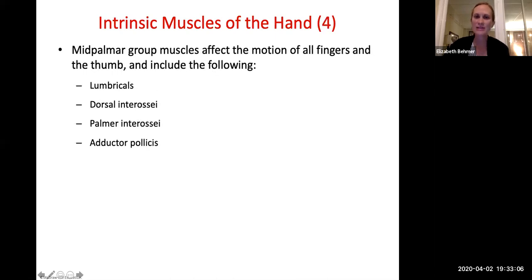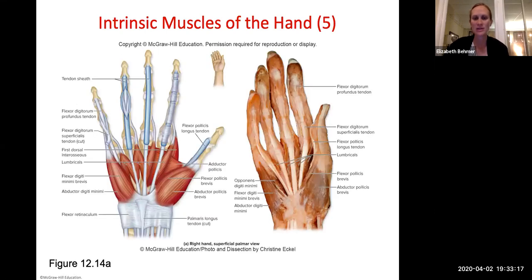Mid-palmar group muscles affect the motion of all the fingers and the thumb and include your lumbricals, your dorsal interossei, your palmar interossei, and your adductor pollicis. So these are kind of all the muscles in your hand. I don't ask you guys too many questions about this, but number 5 and 6 kind of relate to these.